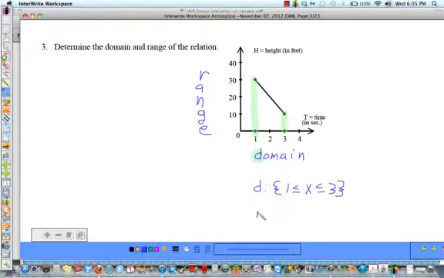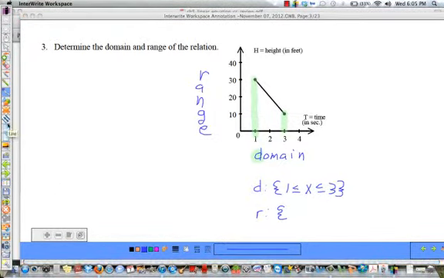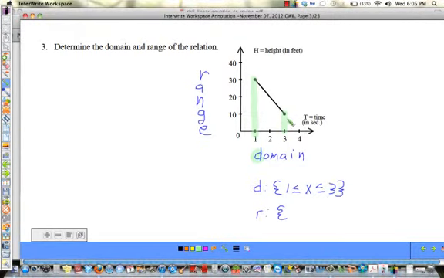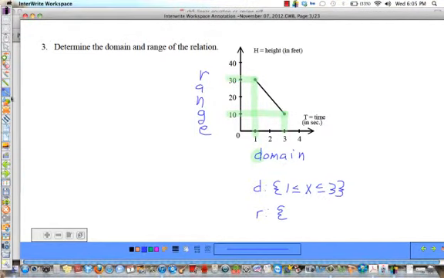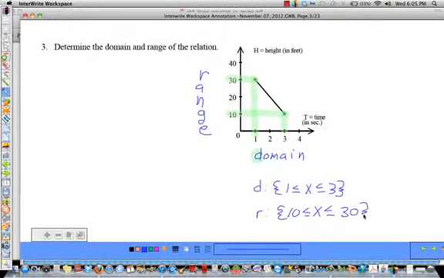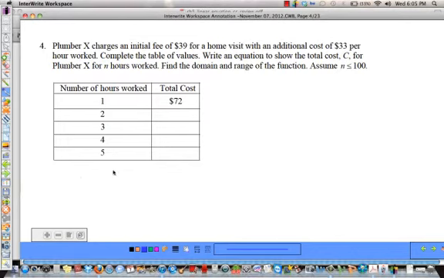Our range, if we go from our point straight across, goes from 10 to 30. So our range is 10 is less than or equal to x, which is less than or equal to 3. And actually, we probably should have put y there. So 10 is less than or equal to y, which is less than or equal to 30.